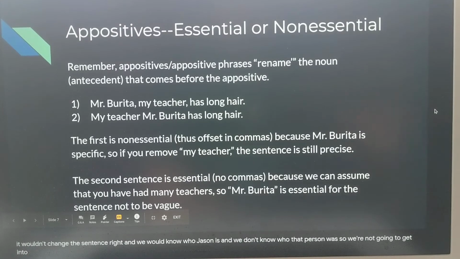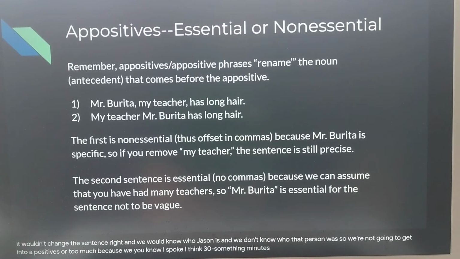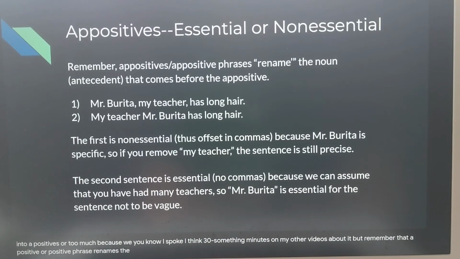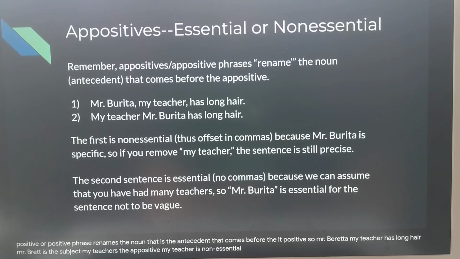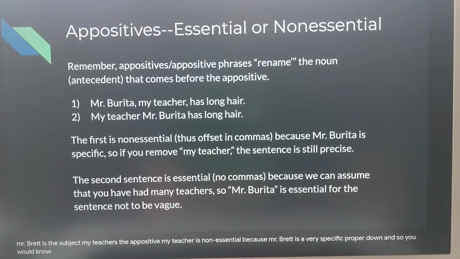So we're not going to get into appositives too much because I spoke, I think, 30-something minutes on my other videos about it. But remember that an appositive or an appositive phrase renames the noun that is the antecedent that comes before the appositive. So Mr. Breda, my teacher, has long hair. Mr. Breda is the subject. My teacher is the appositive. My teacher is non-essential because Mr. Breda is a very specific proper noun. And so you would know who that is. So you could just say Mr. Breda has long hair. You would already know that he's a teacher, and that would be good enough.